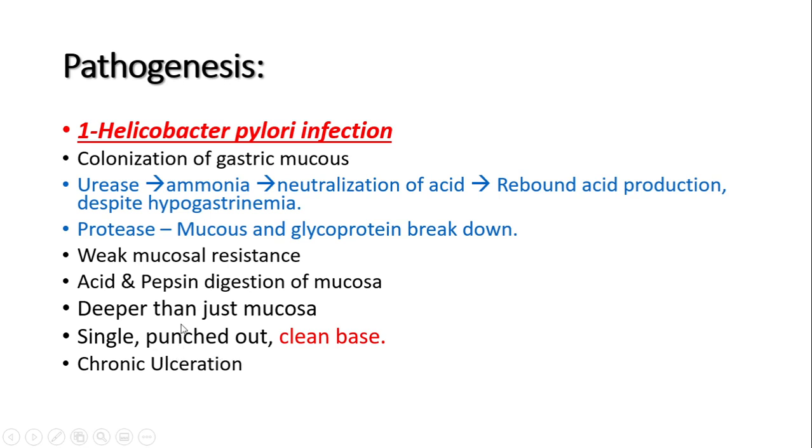rounded, regular border, like a bite, like a bite from an apple. Punched out. Clean base. This clean base is due to acid digestion. Not like in malignant tumor, there is bleeding and necrosis within the center, but in peptic ulcer, the base is clean due to acid digestion. And it is a chronic ulcer.